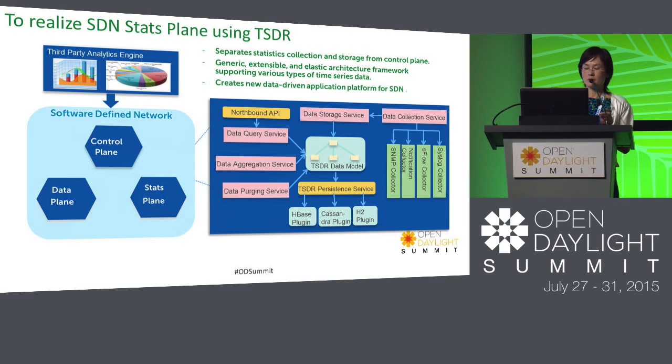And we believe TSDR really implements the stats plane from end to end, which means from data collection, to data storage, and then eventually we provide query services to pull the data from the data repository. We also provide maintenance capabilities for the aged data and also roll-up data. For example, aggregation would periodically aggregate the raw data into roll-up data, right? And purging would periodically purge the out-of-date data.